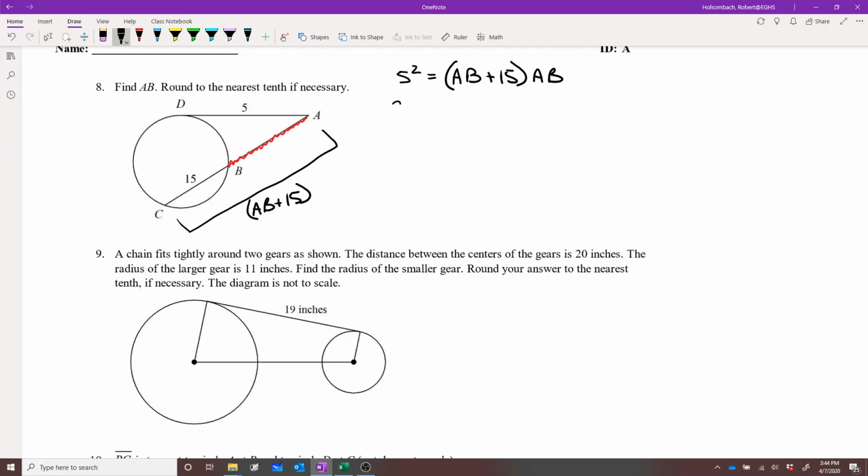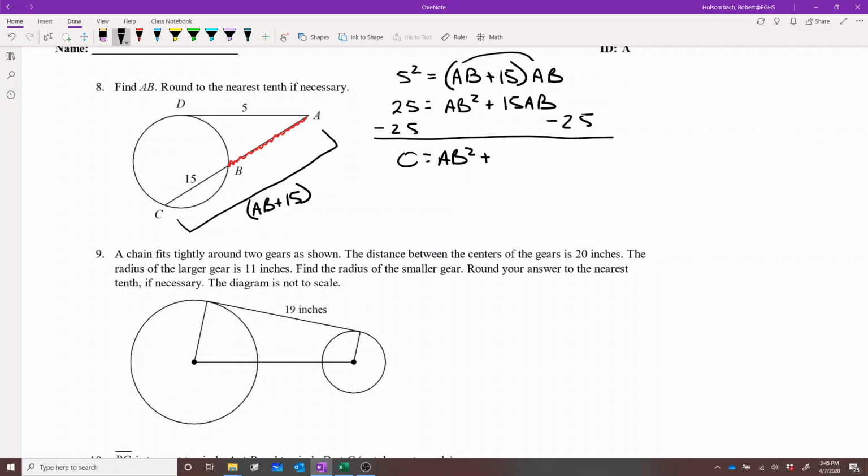Alright, so here we go. 25 is equal to, by the distributive property, AB times AB, that's AB squared, plus 15 AB. And if we subtract 25 from each side, zero equals AB squared plus 15AB minus 25. And this presents us with another trinomial problem where we have to use the quadratic formula to solve for AB.